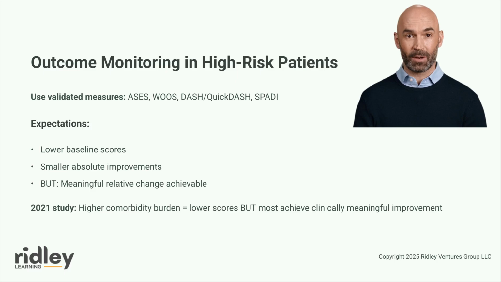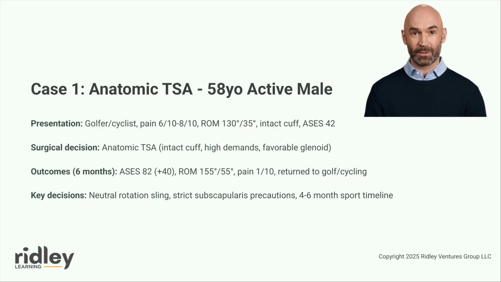Let's now move to our final module, Module 6, Case Studies, focusing on clinical application and decision-making. This module presents 3 comprehensive case studies illustrating evidence-based surgical decision-making and individualized rehabilitation protocols across diverse clinical scenarios. We'll examine a younger active patient undergoing anatomic arthroplasty, an elderly patient with rotator cuff arthropathy undergoing reverse arthroplasty, and a complex revision case.